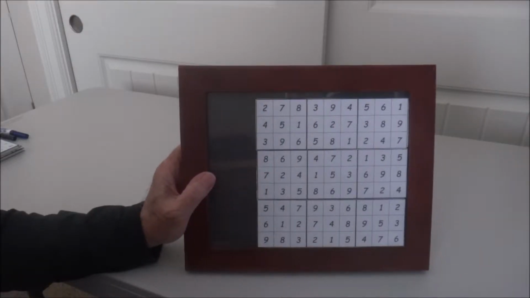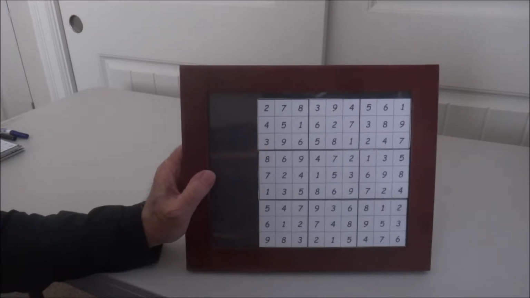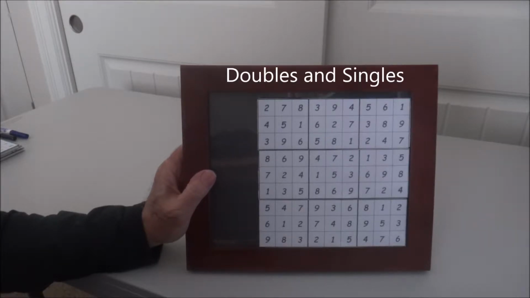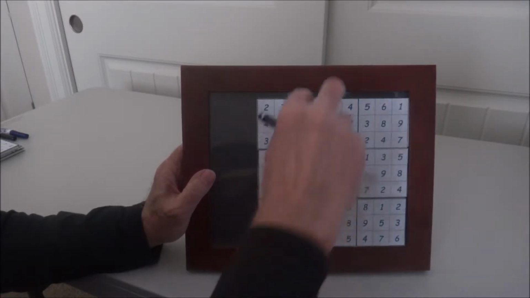Here I've transferred the puzzle over to another format, and the two patterns we're going to be looking for are called doubles and singles. That's one pattern, and the other pattern is called triples. Let's take a look at some doubles and singles.